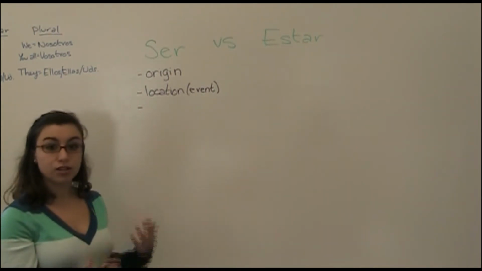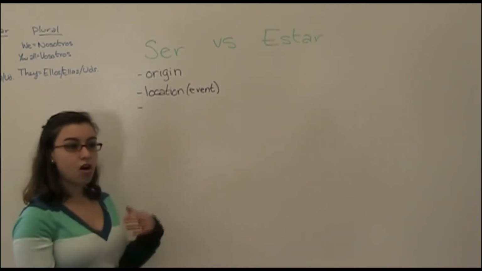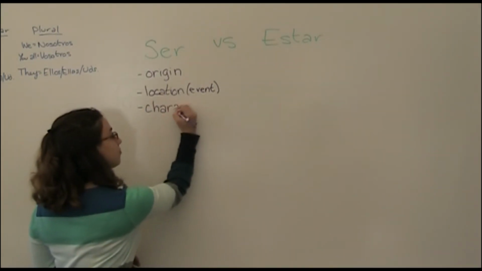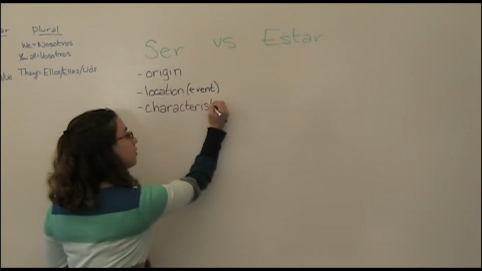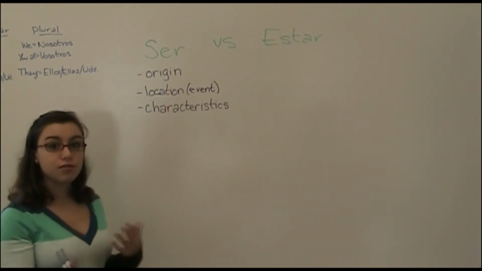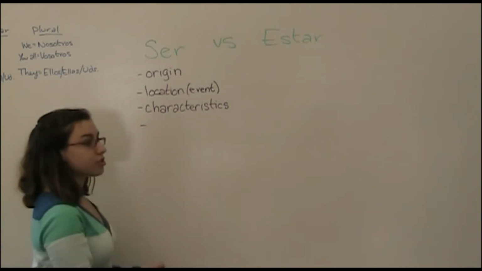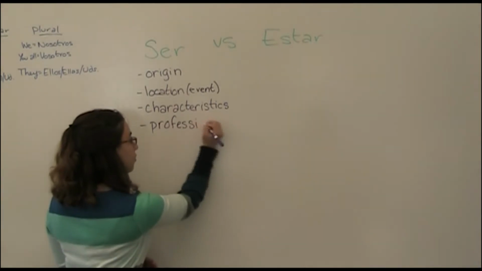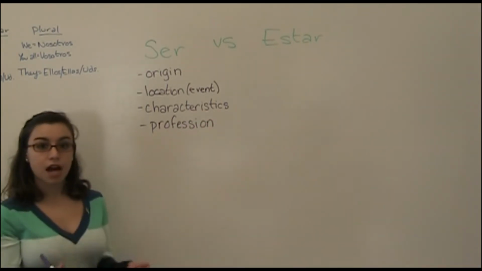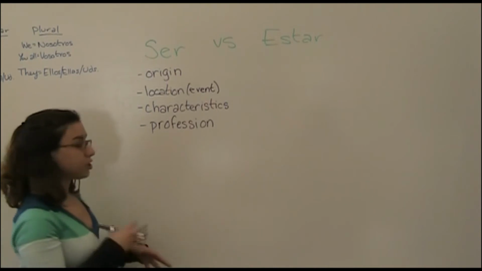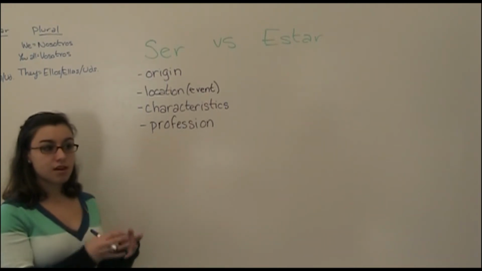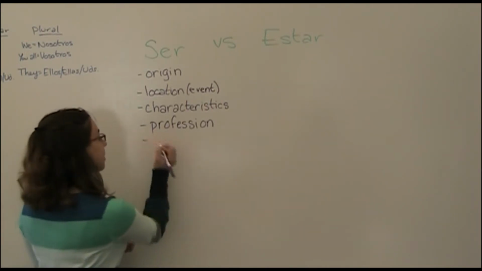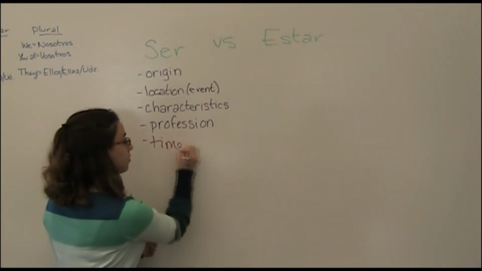You can use it for characteristics of a person. He is tall, she's pretty, that sort of stuff. You can use it for profession. He is a teacher, she's a doctor. You can also use it for the time or the date, which even though it doesn't sound like time is a fixed event, at that moment it is, it's permanent, so that's why we use it with ser, so time and date.